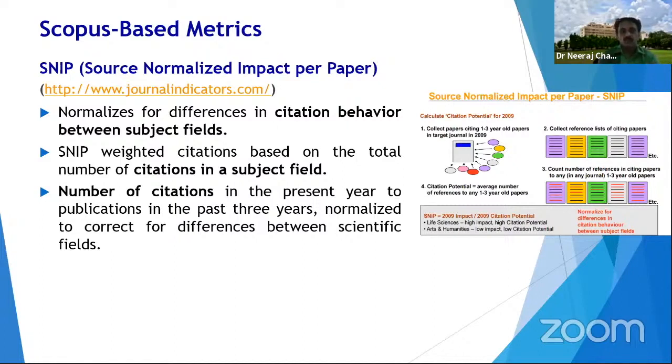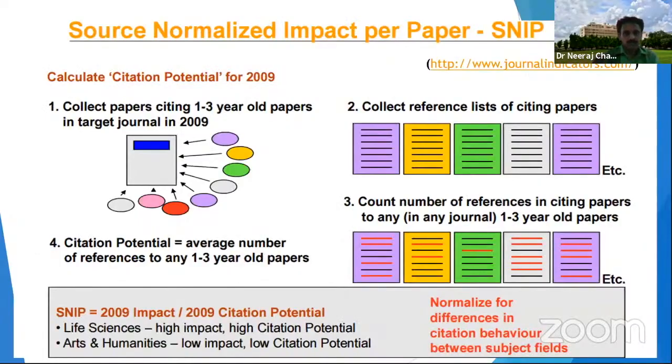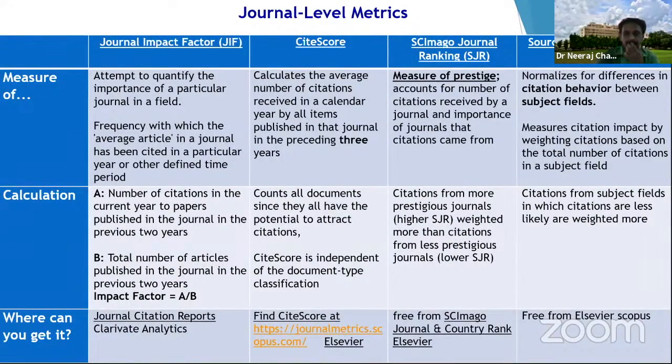SNIP weights the citations based on the total number of citations in a particular subject and the number of citations in the present year to publications in the past 3 years. It also takes data for the last 3 years and normalizes to correct for differences between scientific fields. So if you want to compare 2 journals of different fields, this SNIP can be used for that purpose. This slide gives the complete detail about these 4 journal level metrics, the impact factor, CiteScore, SJR and SNIP, what each measures, how it is calculated, and from where you can get it.